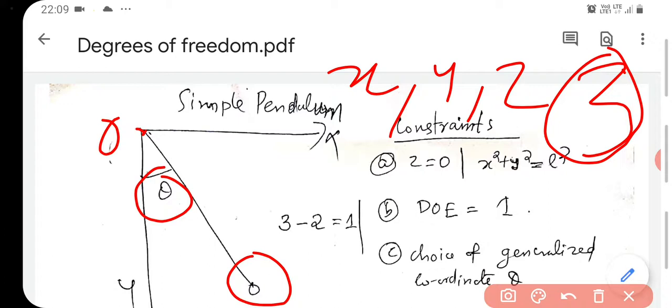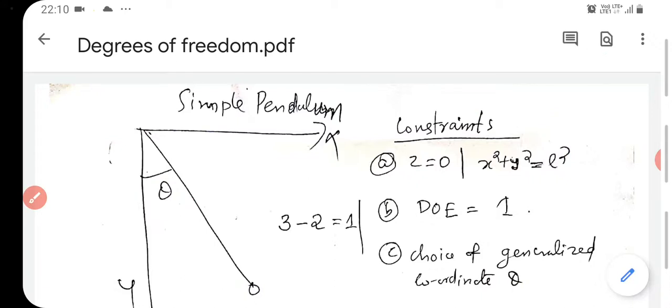Now you attach a string to the particle, to the bob, and allow it to oscillate in just a plane. Then constraints are there. What are the constraints? Since it is oscillating in a plane, we can say there is a constraint z equal to 0. The oscillation takes place in the xy plane, so z is a constant, z equal to 0. So this is one constraint.